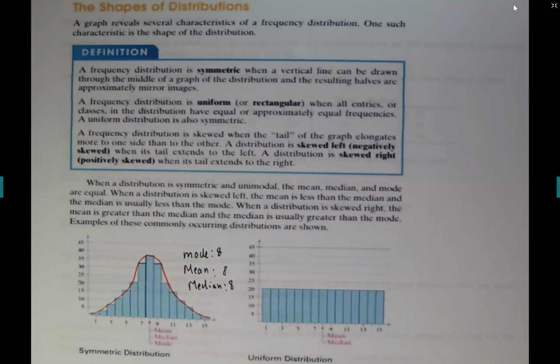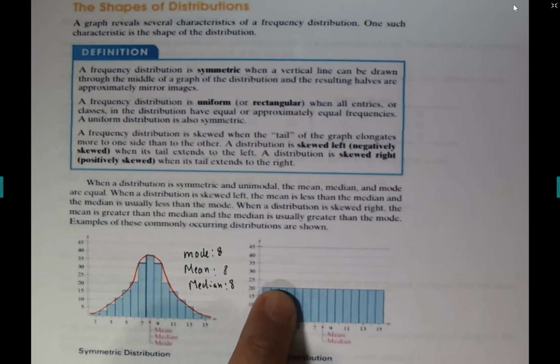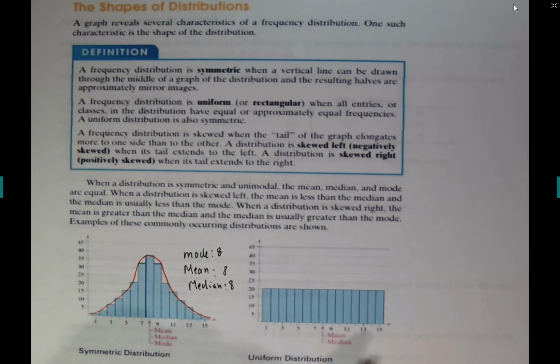The second one is called uniform. That means all the numbers are repeating the same number of times. Look, 1 repeats 20 times, 2 repeats 20 times, 3 repeats 20 times. This is called a uniform graph. There is no mode here because everything is repeating the same number of times. So we say that there is no mode. There is no one value that prevails over the other. And the mean and the median, guys, will be again in the middle right here.